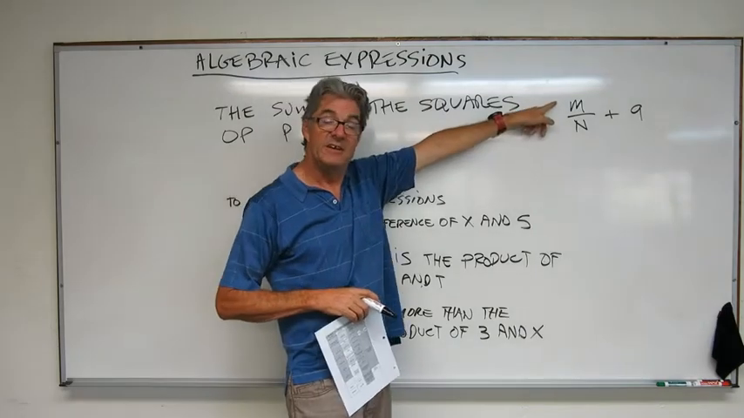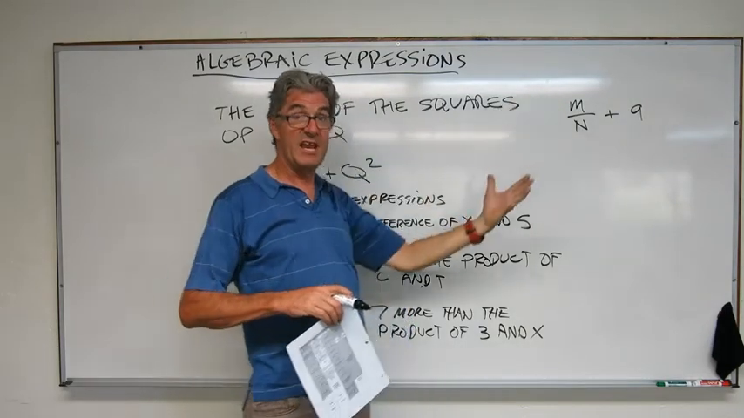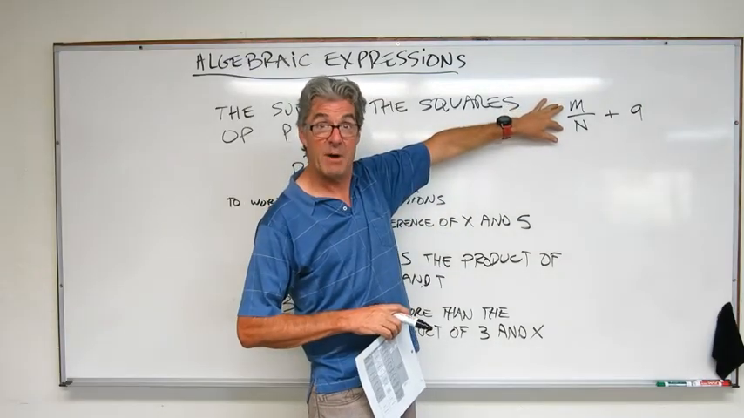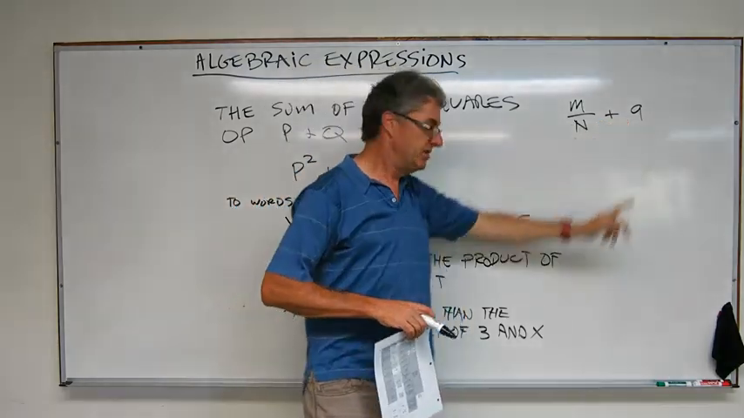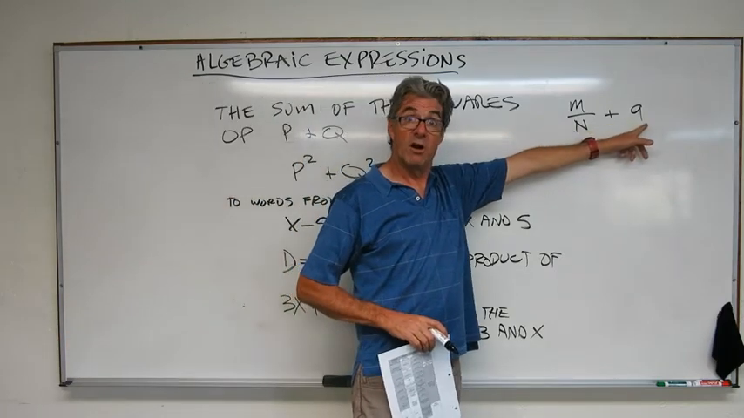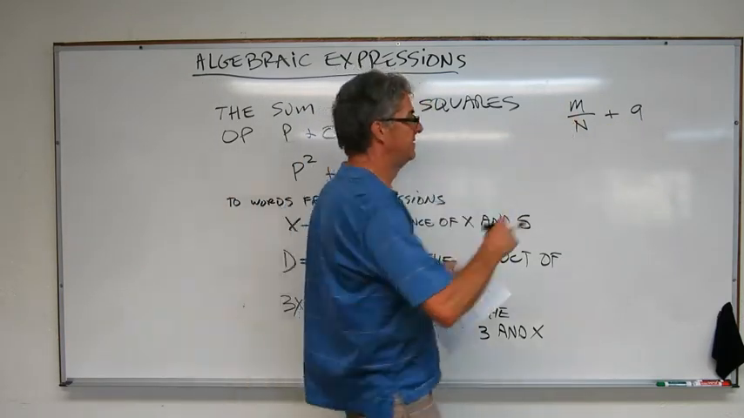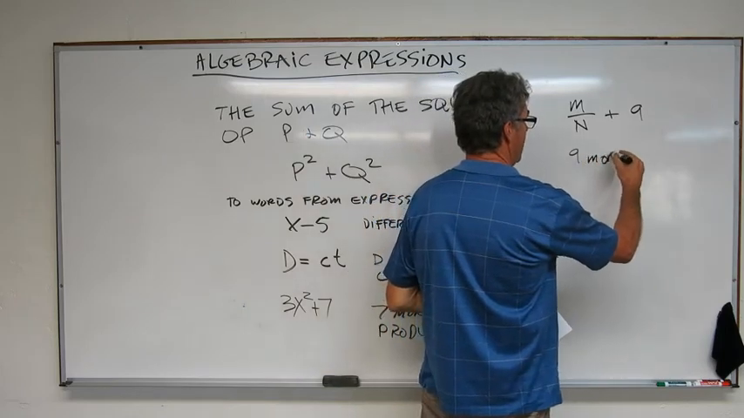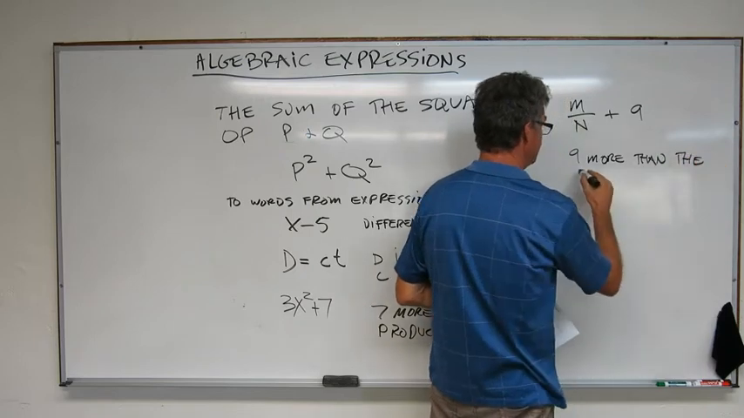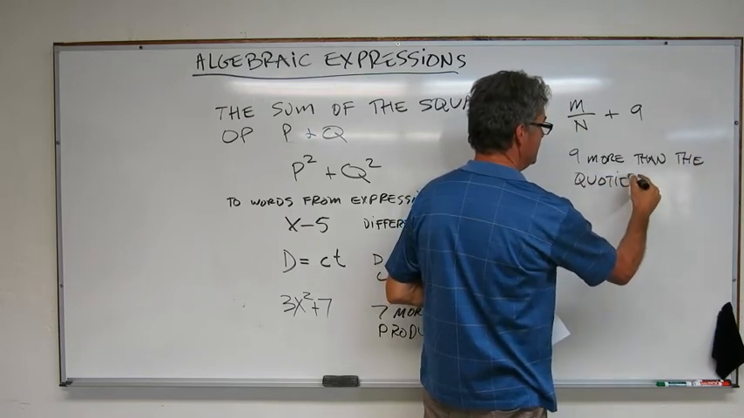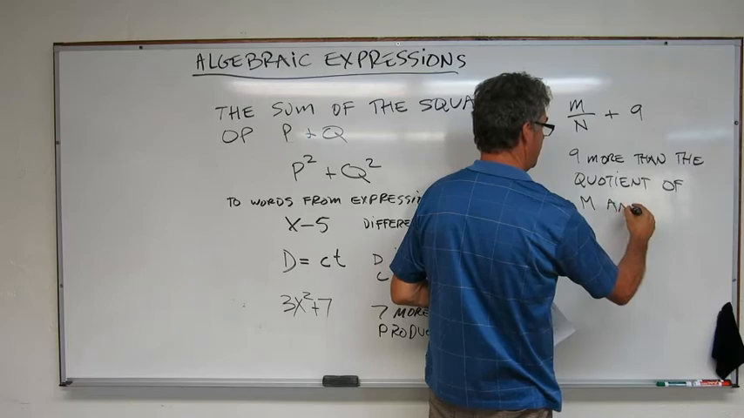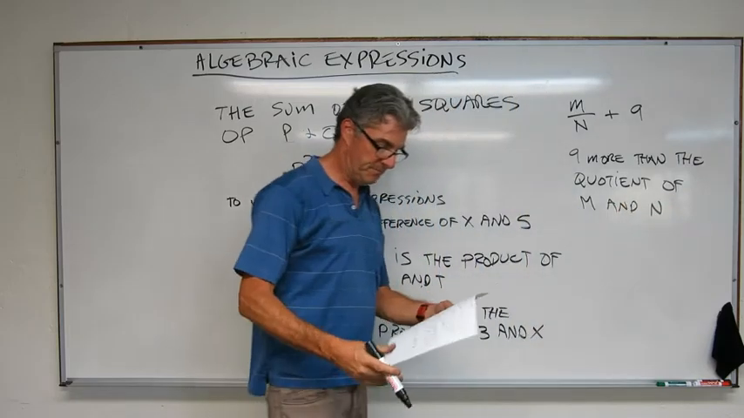When you're dividing, the fancy schmancy word for dividing is quotient. So this thing here is a quotient. It's one thing divided by another, and then we add 9 to it. So remember how we added 7 to this one? So this is going to be 9 more than the quotient of m and n. 9 more than the quotient, Q-U-O-T-I-E-N-T, of m and n. Okay?